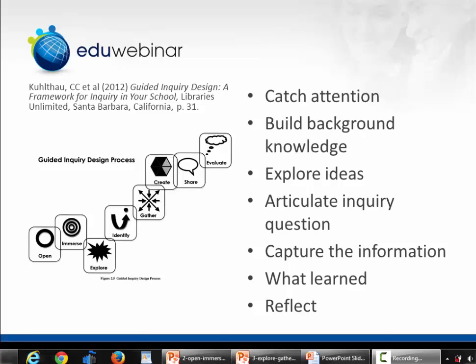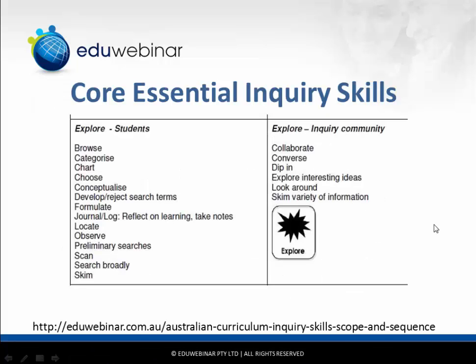Then in the gather stage, this is after they've identified their question, they're going to capture the information, the data, the facts, whatever it is that they need to be able to address the question adequately, and they're going to be guided by that question throughout the whole process. Now, that question part, this bit called identify, I'm going to look at that when we get together at the conference, because this is a crucial part that students often stumble over, really being able to articulate an inquiry question. So let's go and just look at the explore.